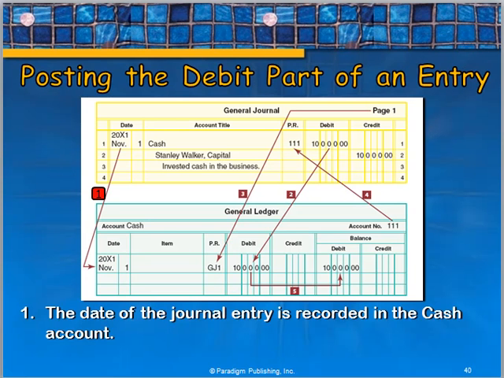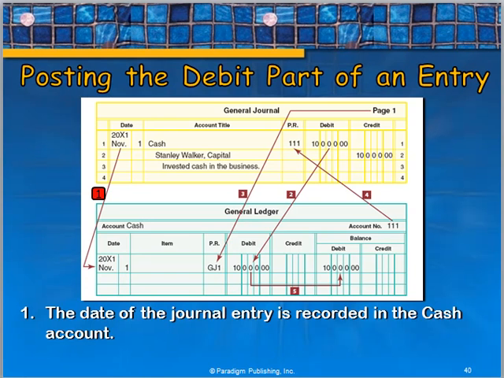You notice we come down and label this account cash. The account number is 111, comes from the posting reference. We carry the date forward. Under item, we don't list the item because this entire ledger is devoted to the cash account. So everything that goes on this page is the cash account, right?